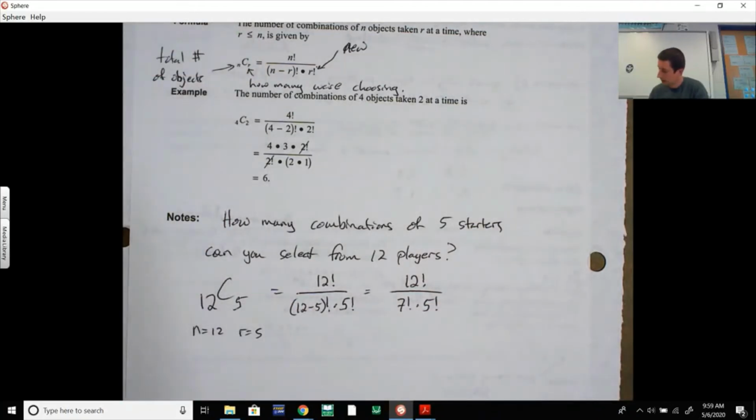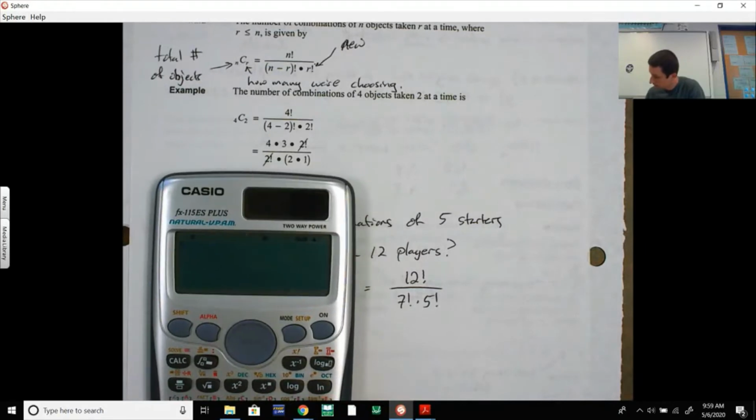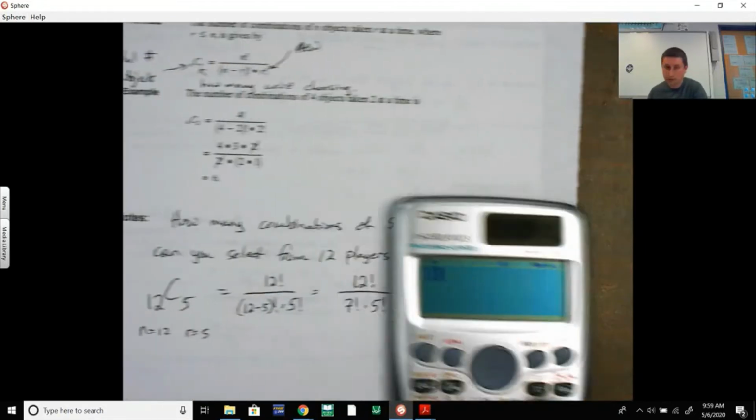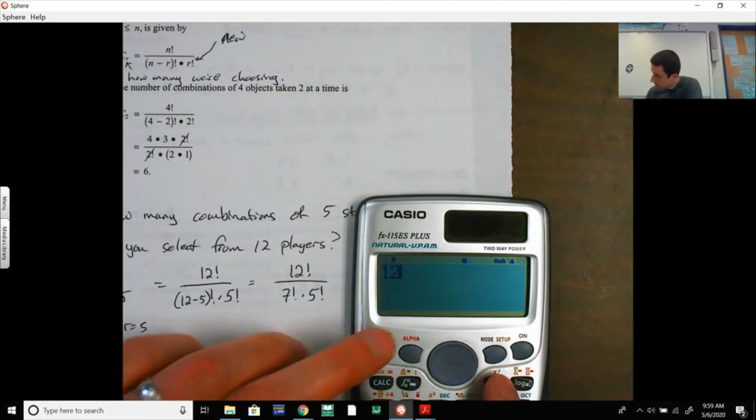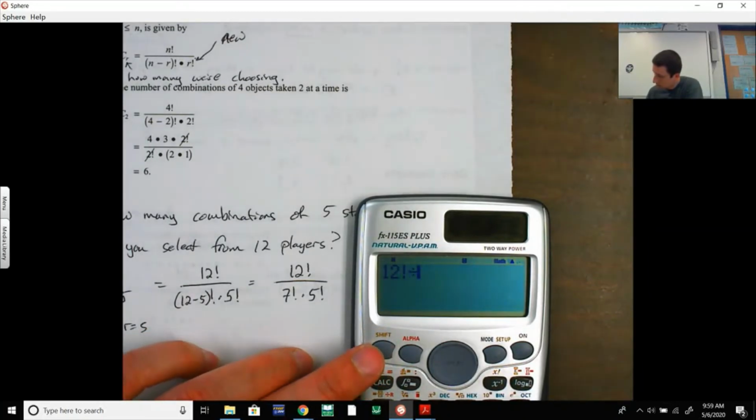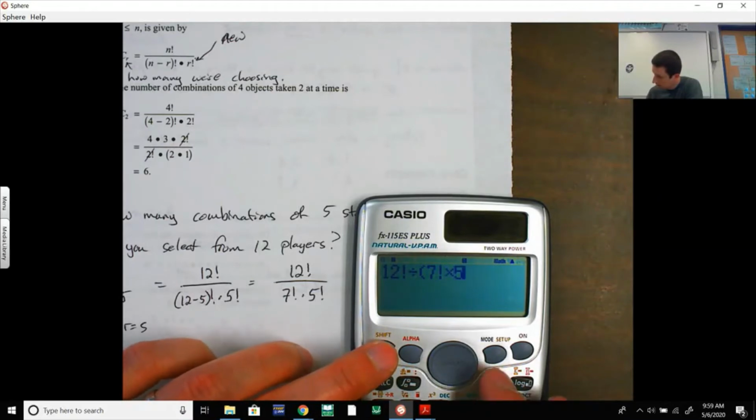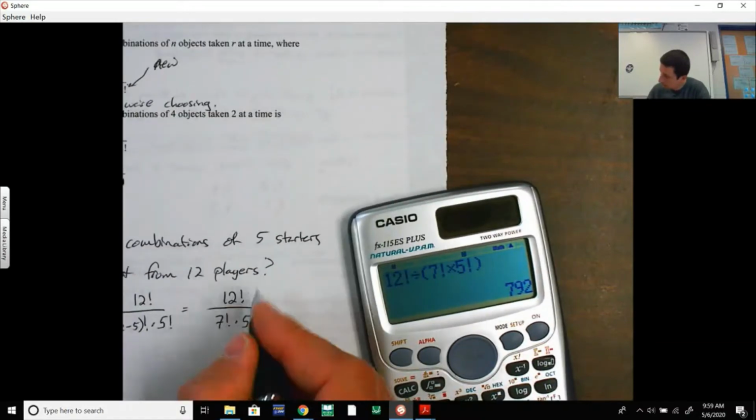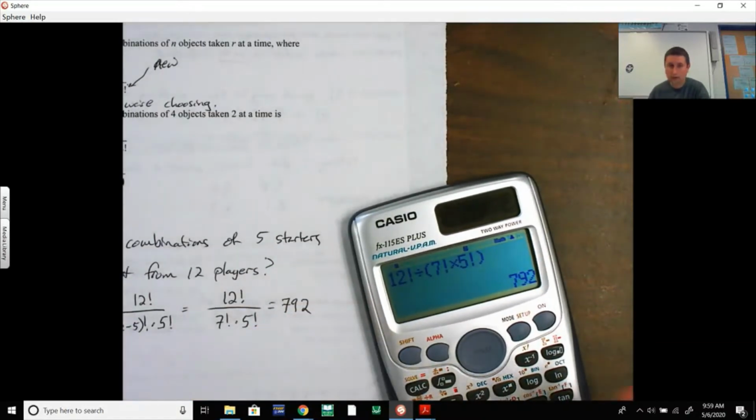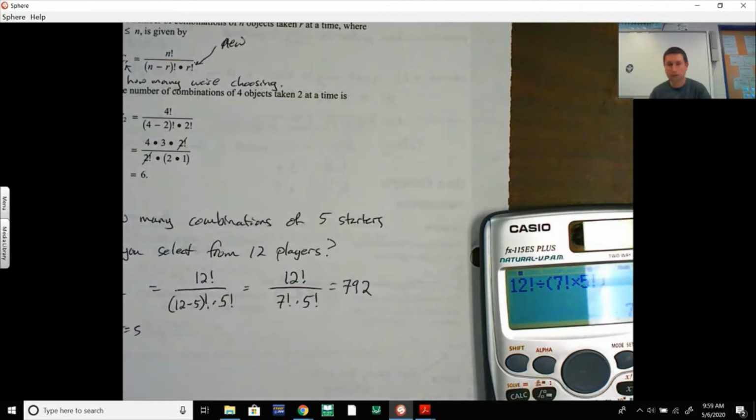There are some ways to clean that up, but let's just go straight to this. 12 factorial divided by, I'm going to use a parenthesis here, 7 factorial times 5 factorial, and we get 792. So there are 792 combinations. Next time you're on a team, say basketball, or volleyball where you do 6, or football where you do 8, you can ask how many different combinations of 8 or 6 or 5 can I get out of this?